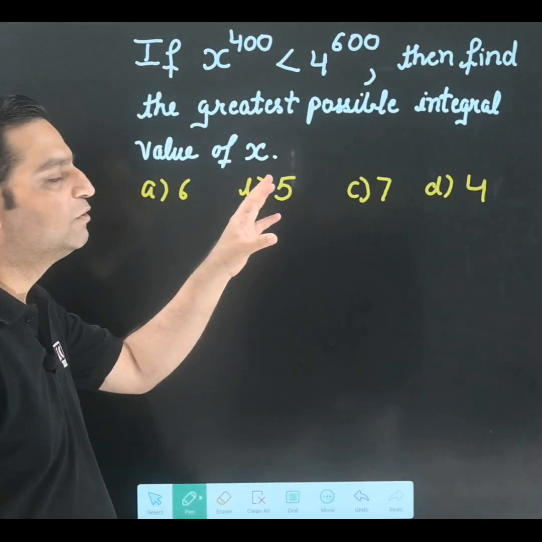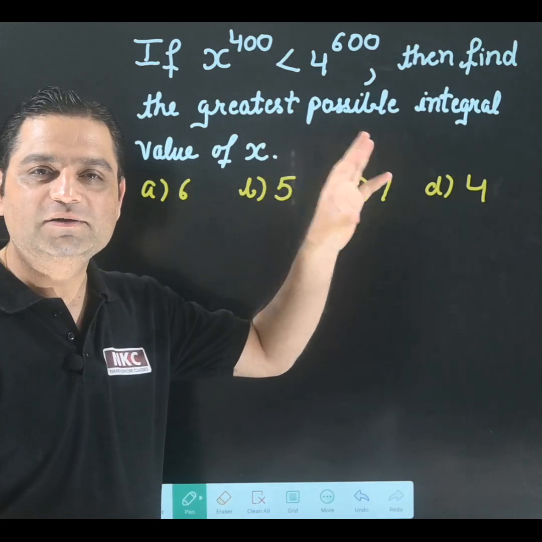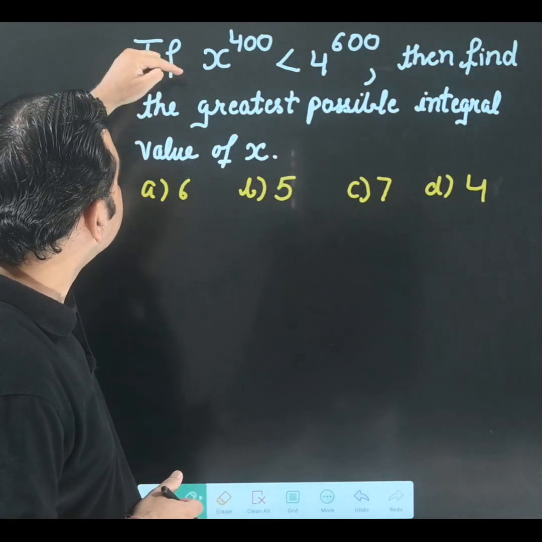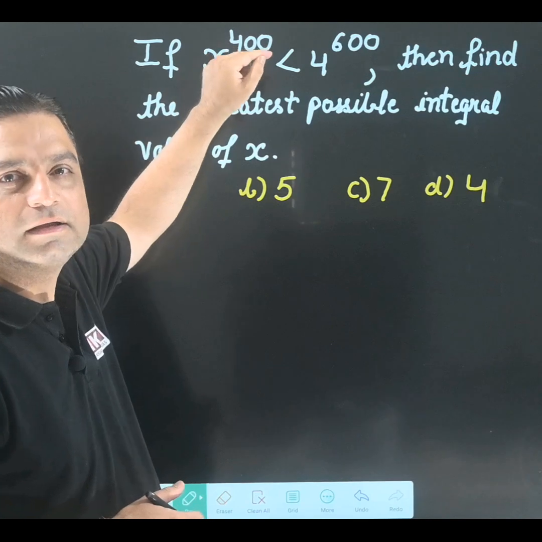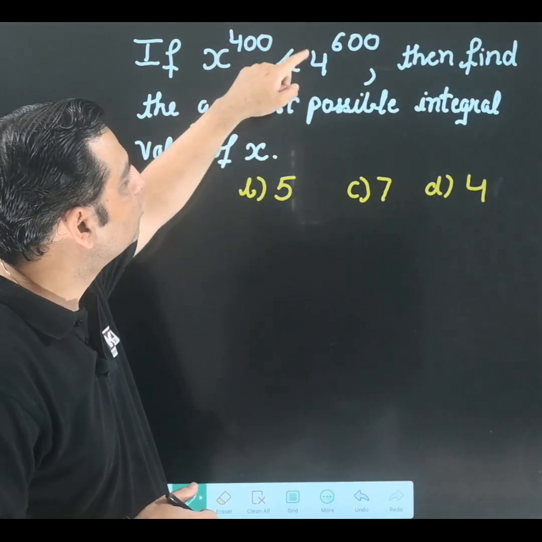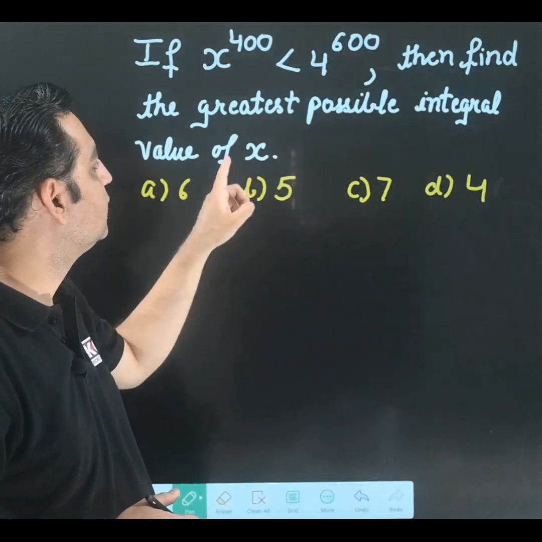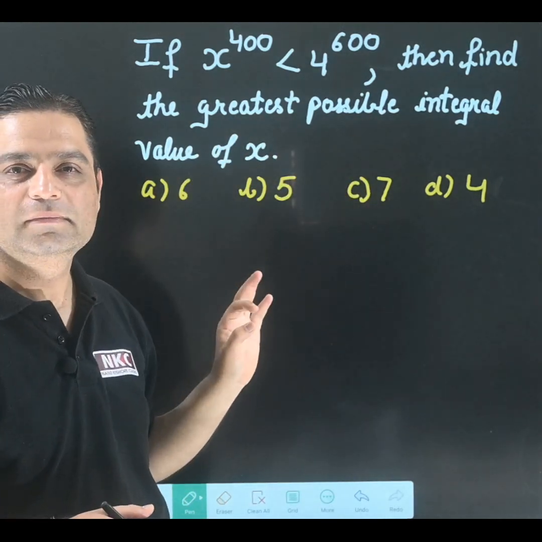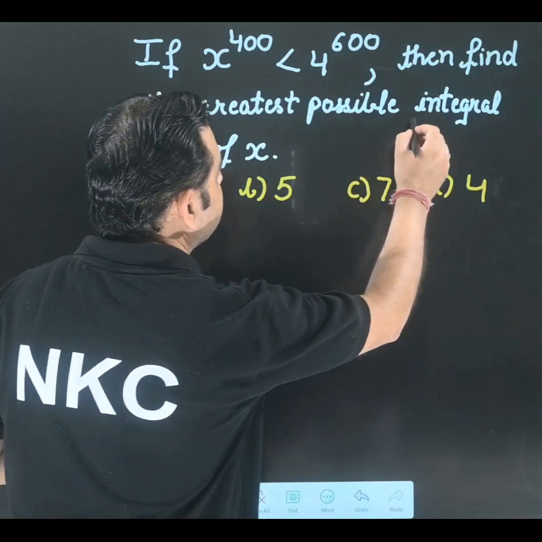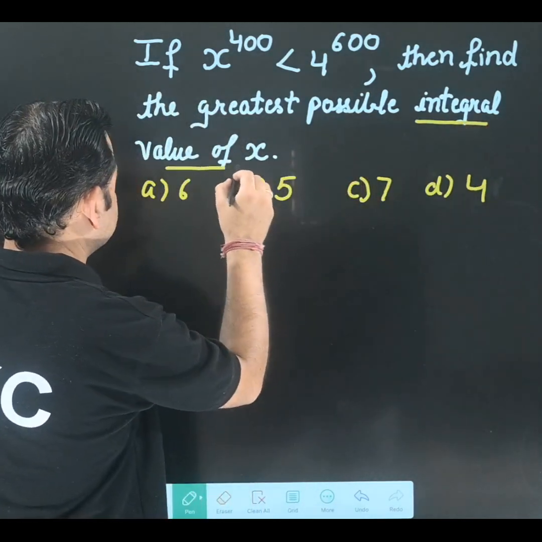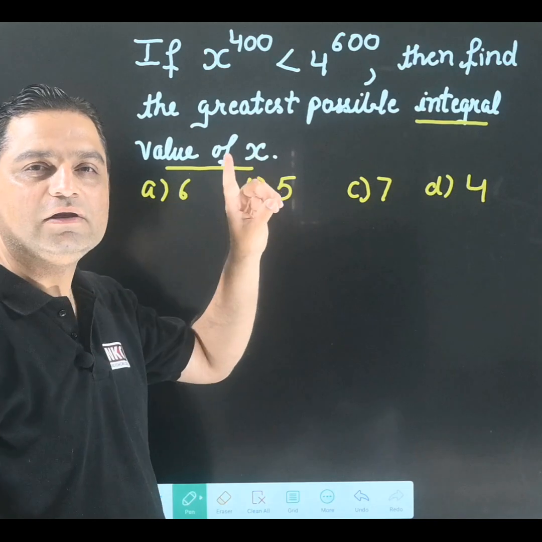Today's lecture is going to be very interesting. Please read the statement very carefully. If x to the power 400 is less than 4 to the power 600, then find the greatest possible integral value of x.